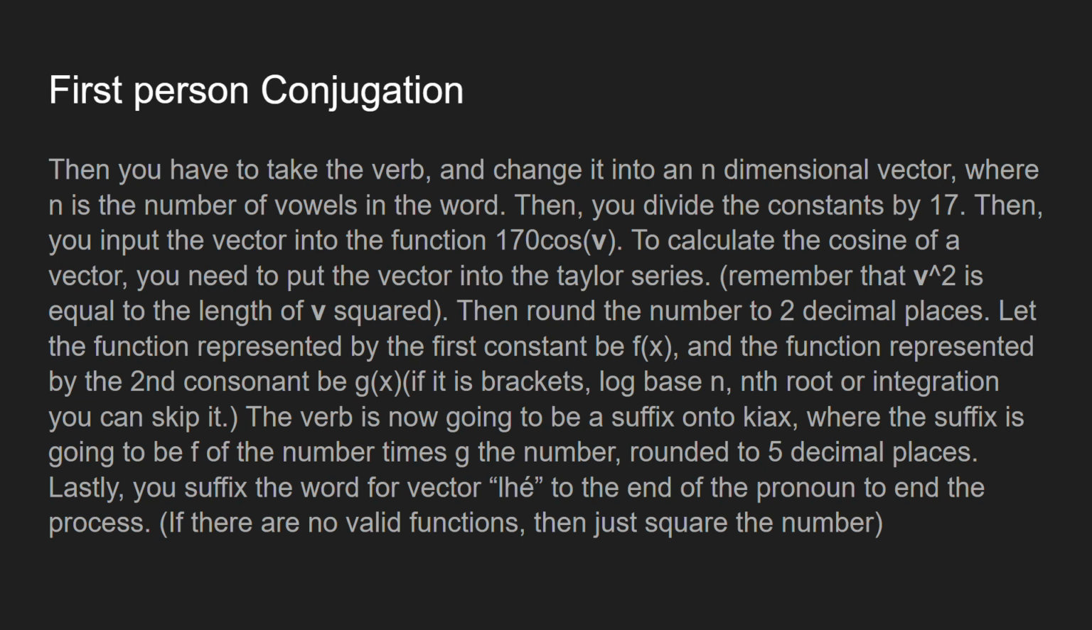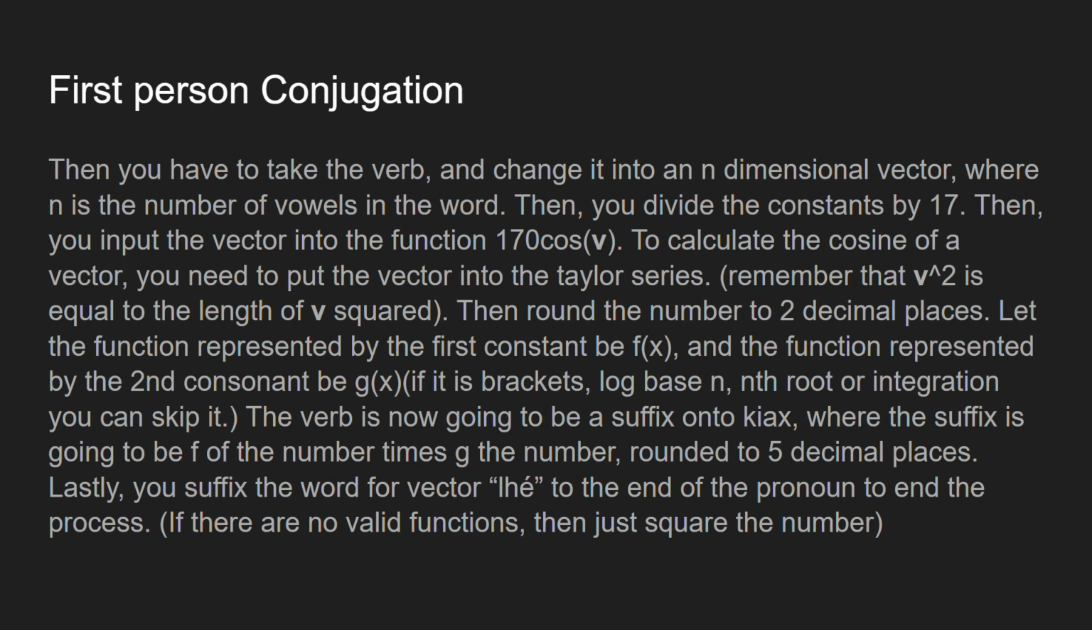So to calculate the cosine of the vector, you need to put it in the Taylor series. Remember that a vector squared is the length of the vector squared, and then you round, and then this will just give you a constant, and you round it to 2 decimal places. Then you let the function represented by the first consonant be f of x, and the function represented by the second consonant be g of x. If it's like brackets, log base n, nth root, etc., you can just skip it.